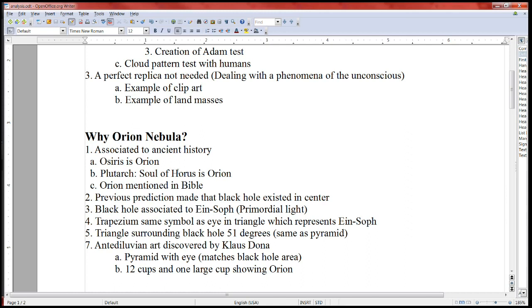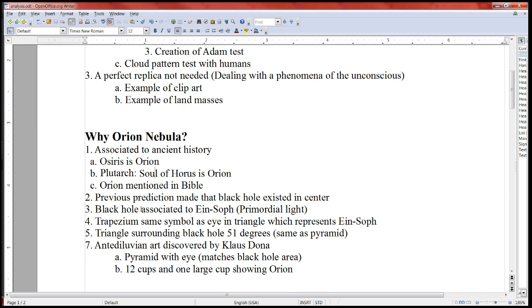Osiris was Orion. Osiris was related to Horus. Plutarch, in Isis and Osiris, from early AD, said that the soul of Horus is Orion, and we already know that Orion is associated with Osiris. We know that Horus, as well as Osiris, has many of the same characteristics as Jesus and other biblical saviors, or what we call the dying god, the god that resurrected. We see this across cultures.